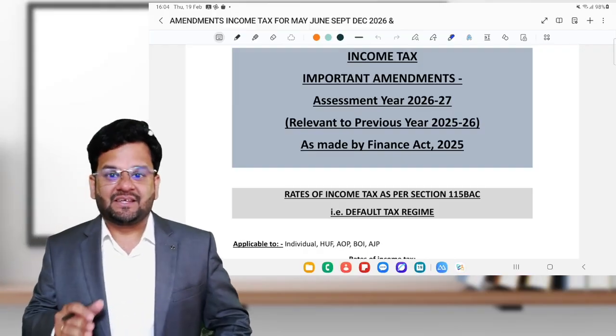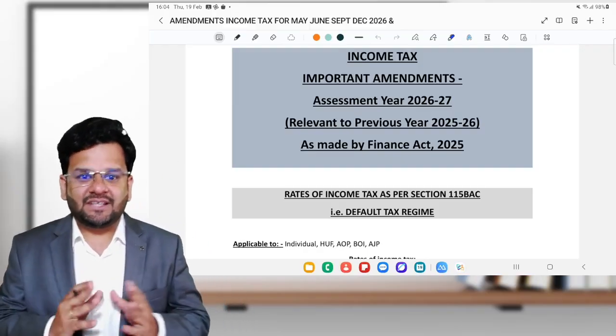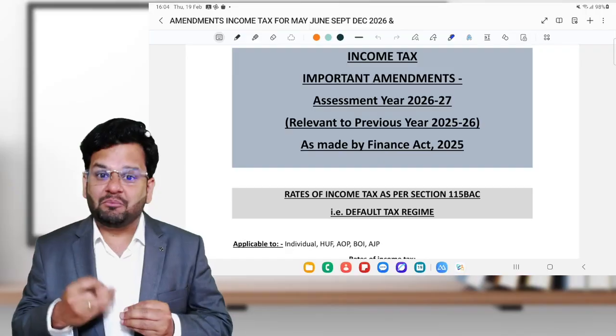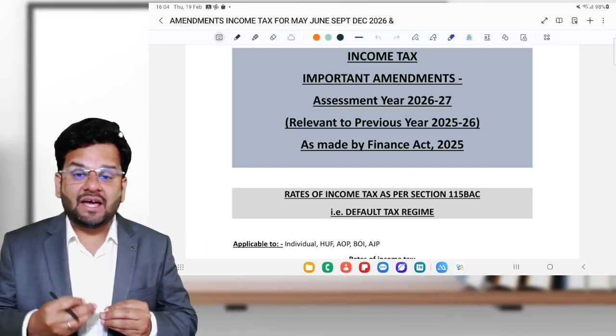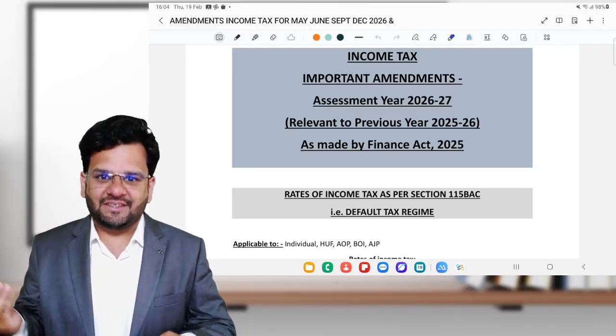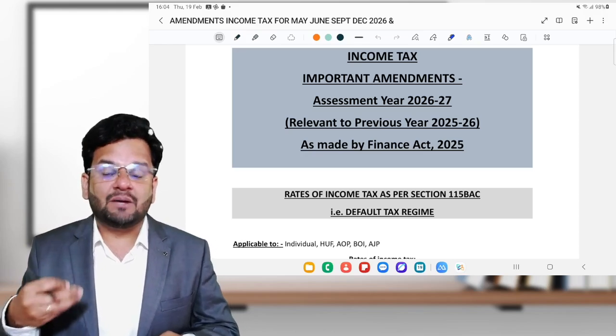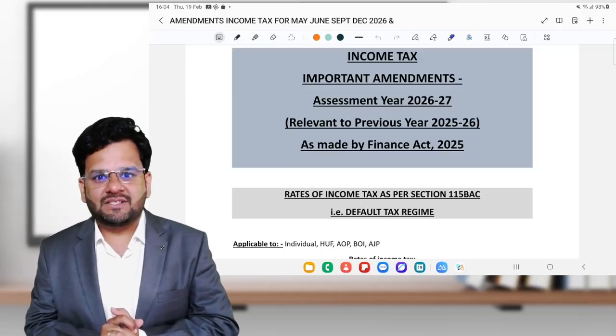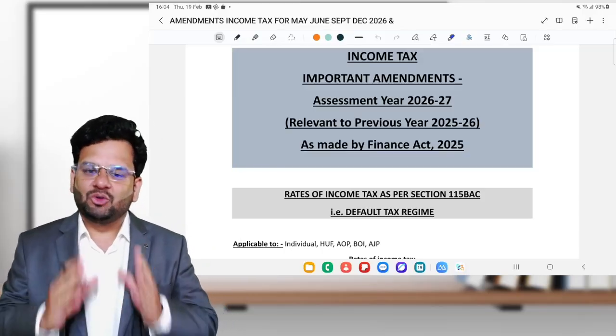So these amendments will be very useful for you and you don't have to take much tension. Sir, we have done AY 25-26. Now, how to give our upcoming exams? There are two amendments in AY 26-27. If that is your problem, no issues, friends.